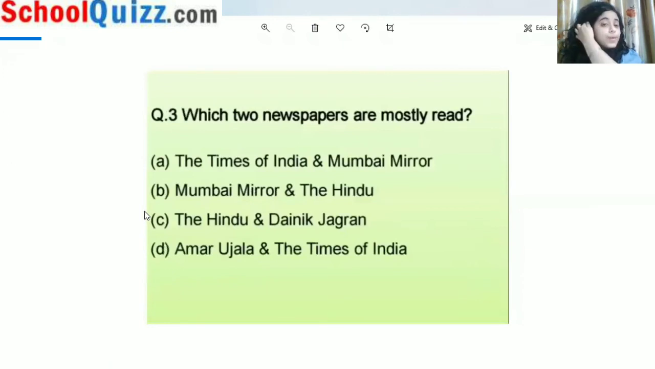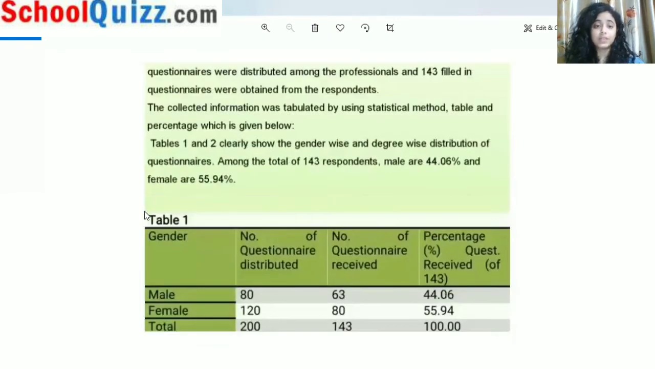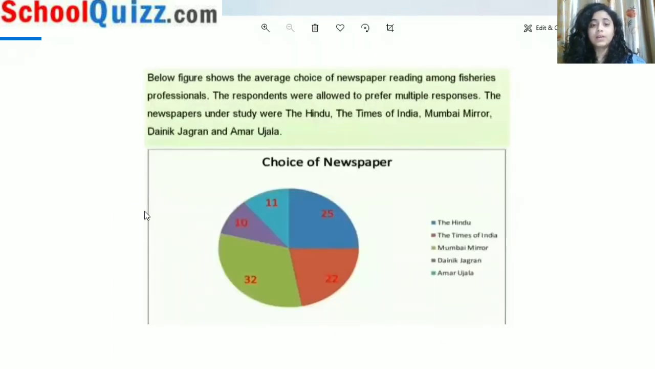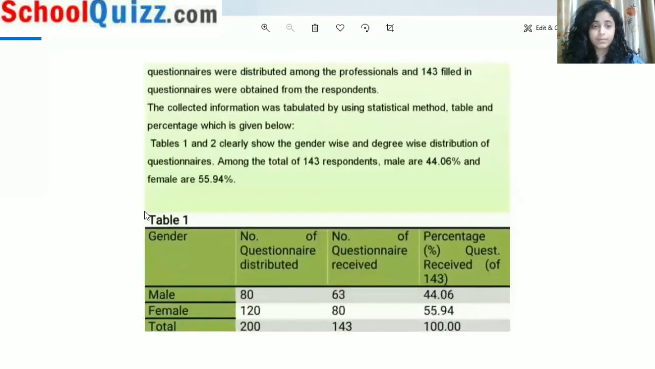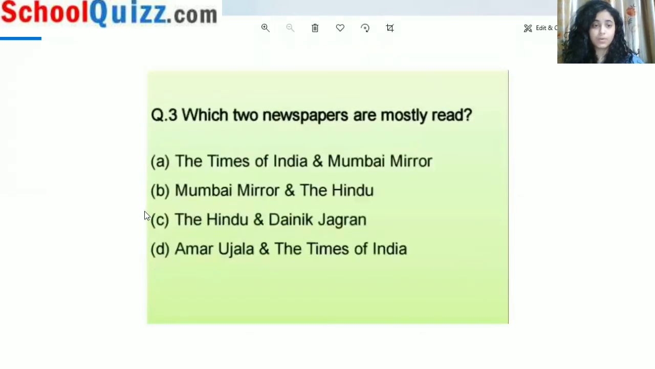Next is which two newspapers are mostly read? Means overall we have to say. Okay, so it was in this pie chart, right? So 32% and 22%. So what are those? Times of India and Mumbai Mirror. So the Times of India and Mumbai Mirror, that is option number A, is the correct option.